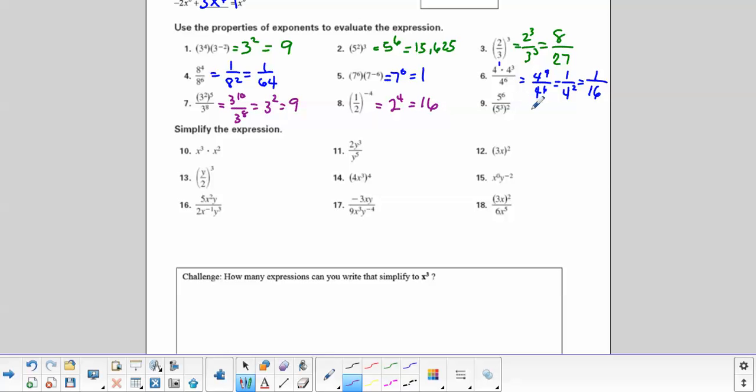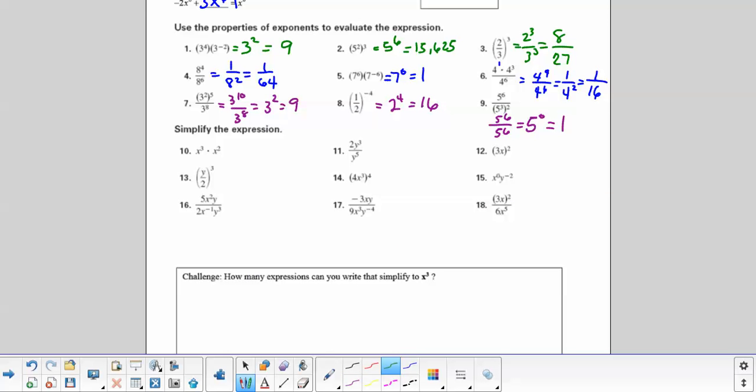In problem 9, I'm going to do power to a power first, so multiply those exponents. I get 5 to the 6 over 5 to the 6. When you subtract those, you get 0, so 5 to the 0, and remember anything to the 0 is 1.